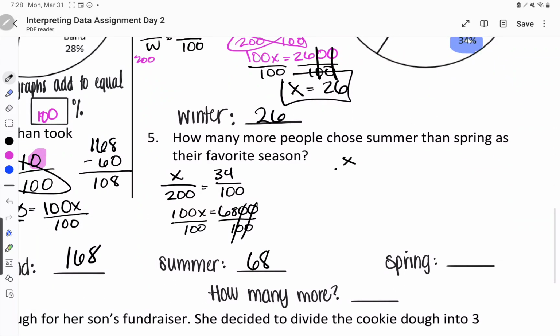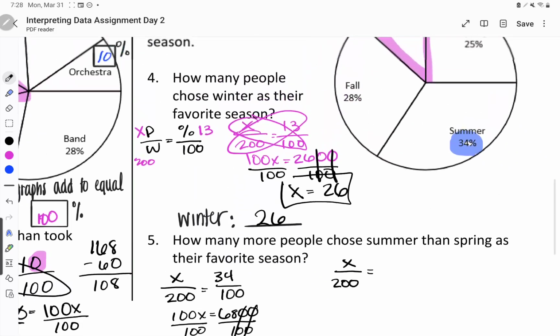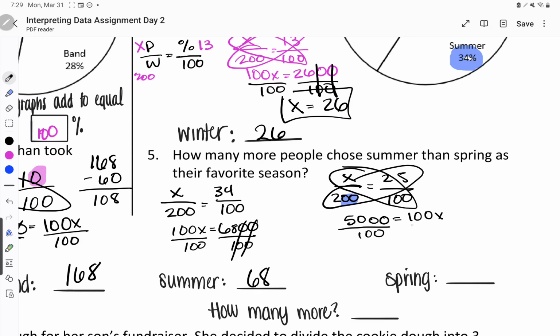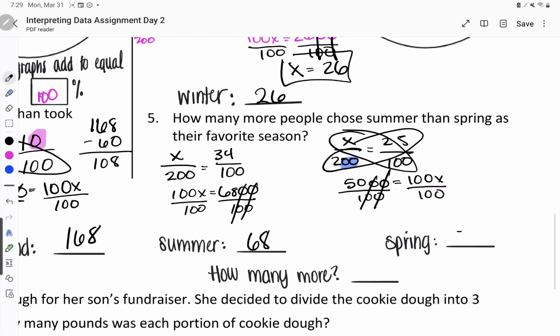Now we calculate spring, so set up the proportion for spring if spring is 25%. I would have x, because I don't know how many people like spring, over 200 equals 25 over 100. Cross multiply, 200 times 25, 2 times 25 is 50, and then I just tack on these 2 zeros that are right there. Equals x times 100, which gives me 100x. Divide both sides by 100. These zeros cross out, and that leaves me with 50.